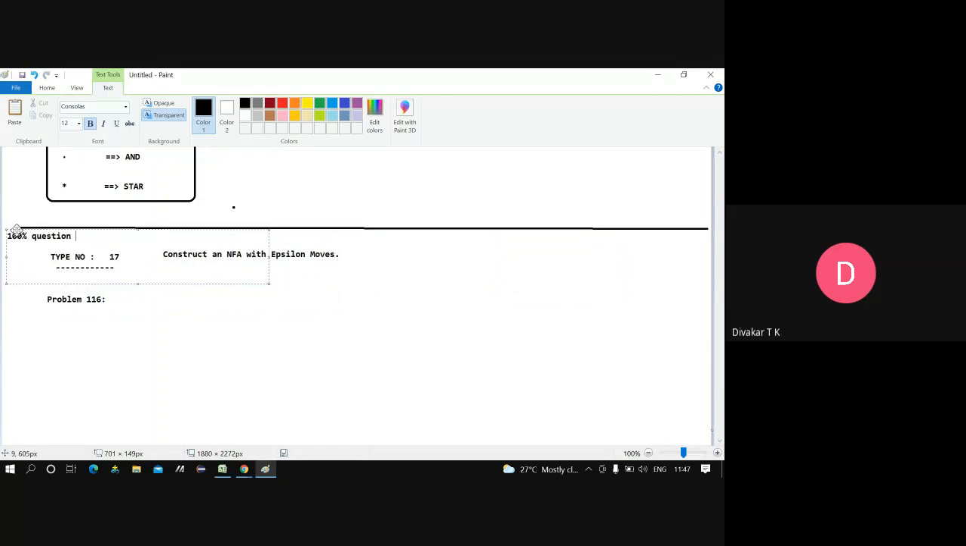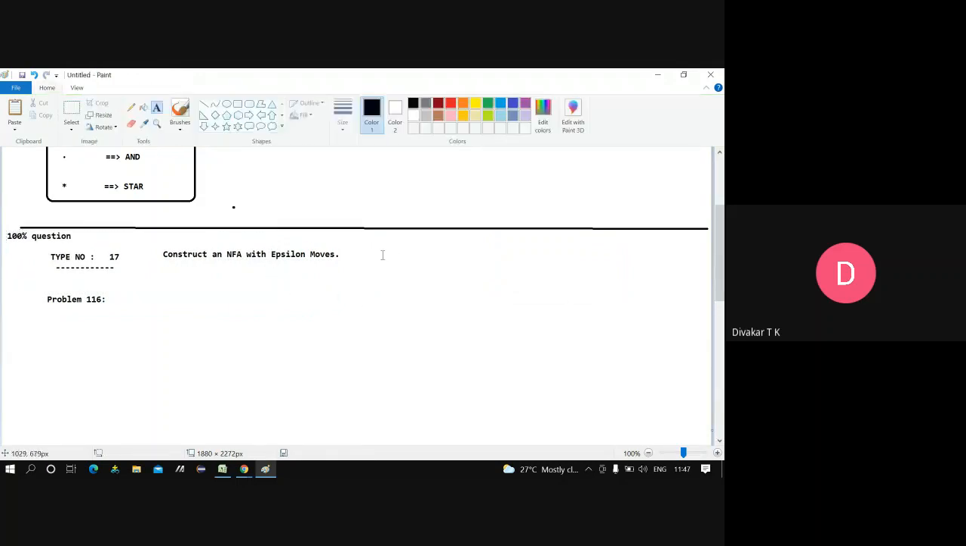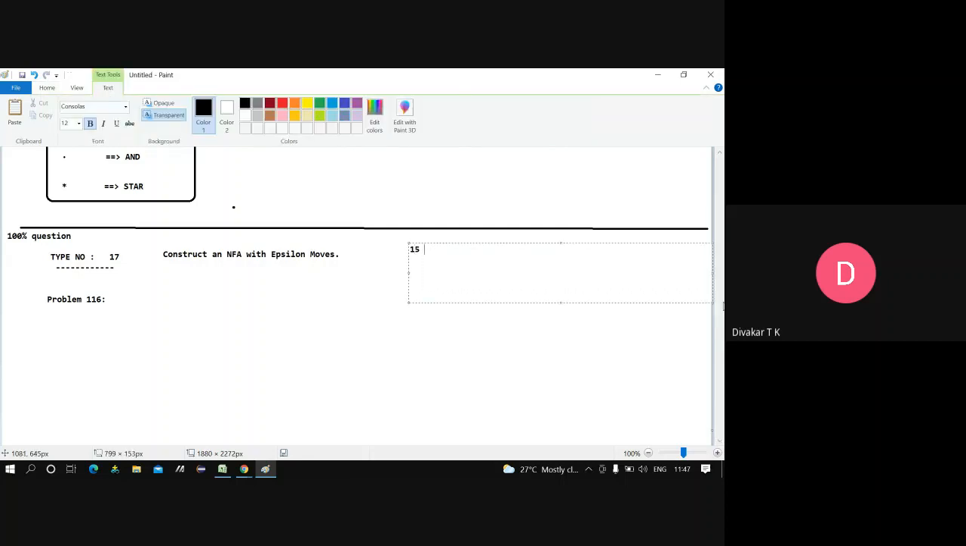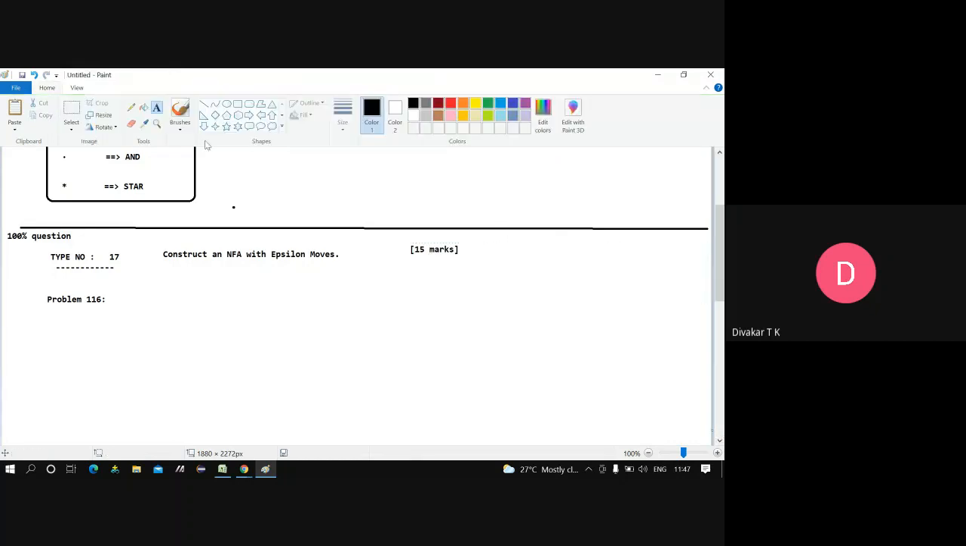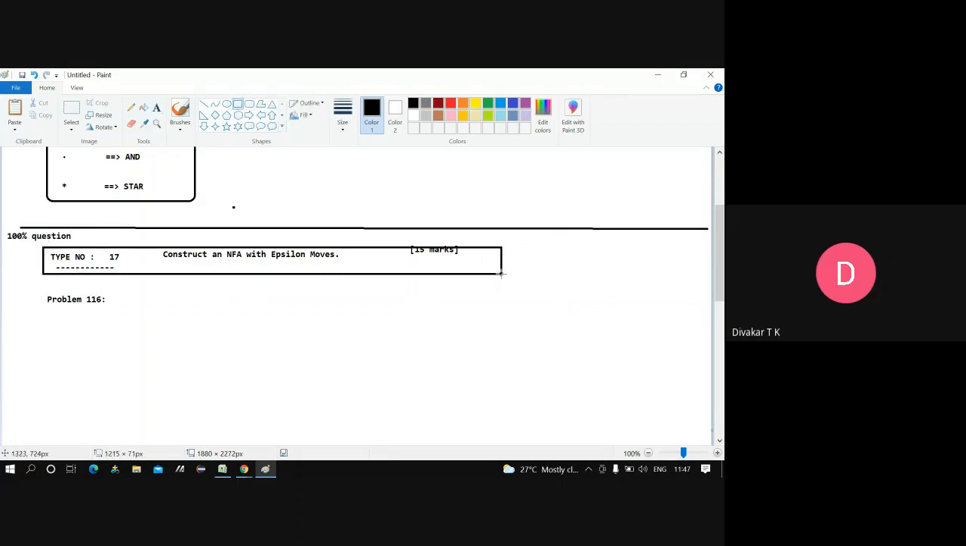So type number 17: construct an NFA with epsilon moves. This you will get as a 15 marks problem. We are trying to understand it in a beautiful way here. Okay, we shall see how we can do these problems.